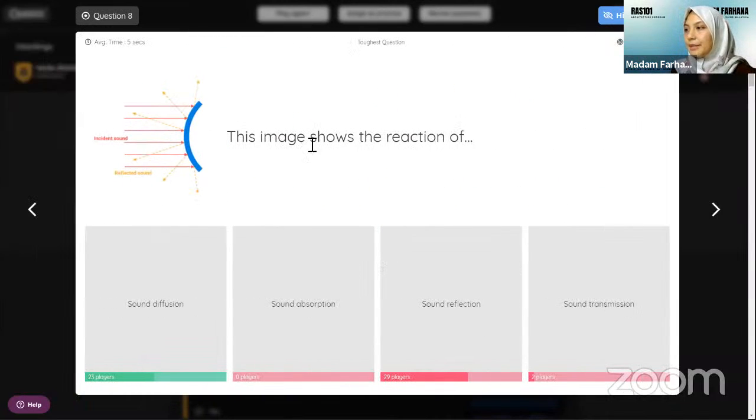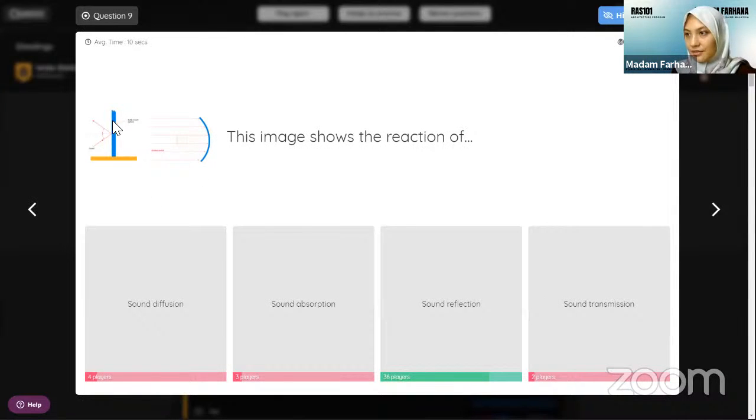So next is this image shows the reaction of diffusion. Or this one already discussed, diffusion. So this one is on reflection. Okay, so reflection actually happens, of course, in all hard surfaces. So when it's straight, it's totally reflection. So this one is reflection towards the inside. Another one, the diffusion, is reflection towards the outside because the surface is concave or convex. Okay, congratulations for this one. Most of you got the correct answer.